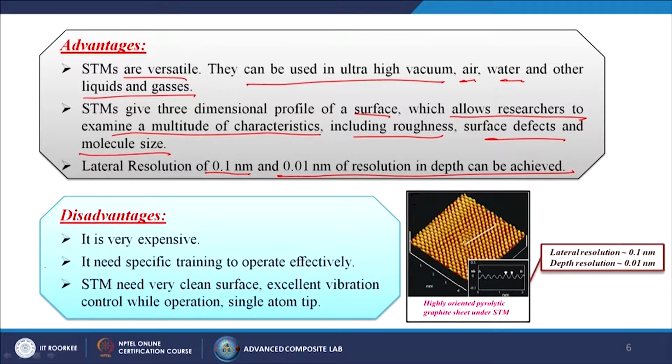Of course, there are certain disadvantages. It is very expensive and needs specific training to operate effectively. STM needs a very clean surface, excellent vibration control during operation and a single atom tip. Here, this is a highly oriented pyrolytic graphite sheet under the STM. The lateral resolution here is 0.1 nanometer and the depth resolution is 0.01 nanometer.